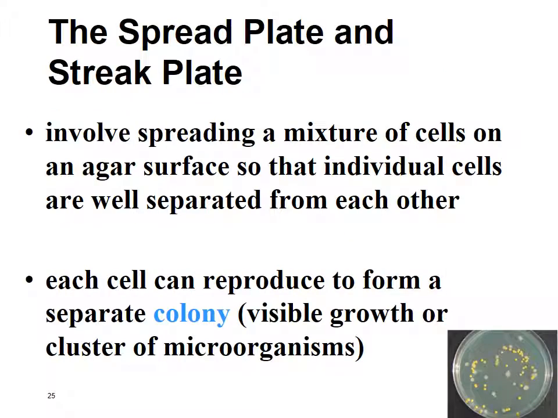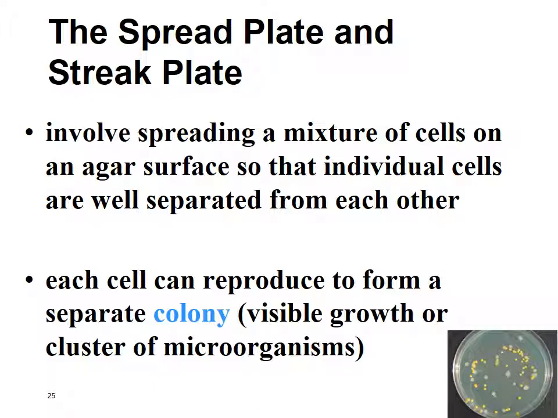If a mixture of bacterial cells is spread out on a nutrient agar plate at very low density, every cell should grow into a completely separate colony, which is a macroscopic visible growth or cluster of bacteria on a solid medium. And you can see the various colonies here on this nutrient agar plate. Because each colony arises from a single cell, each colony represents a pure culture.